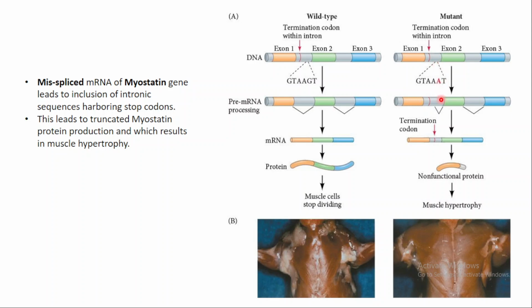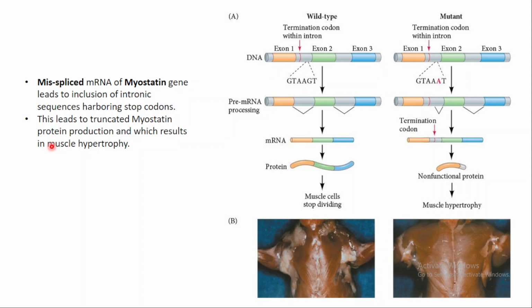So the splice donor and splice acceptor of exon 2 change, and due to alternative splicing, the part of the intron is now encoded as an exon in the mRNA. The mRNA now has a premature stop codon which was earlier present in the intron that was getting excluded. Because of this stop codon, there is a truncation in the myostatin protein. The protein will not proceed beyond this stop codon, and the non-functional protein leads to muscle hypertrophy. This is how a mutant mouse looks with a missplice of the myostatin gene. This leads to truncated myostatin protein production, which results in muscle hypertrophy.